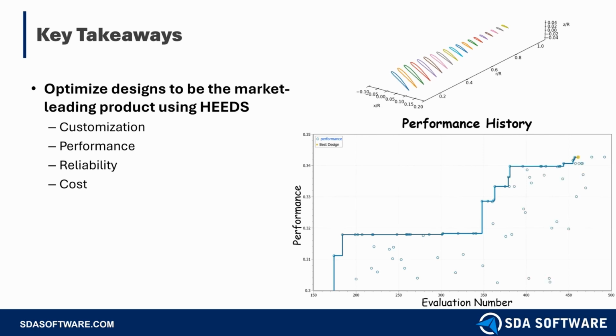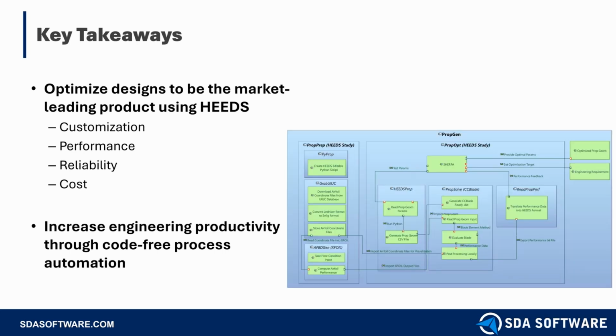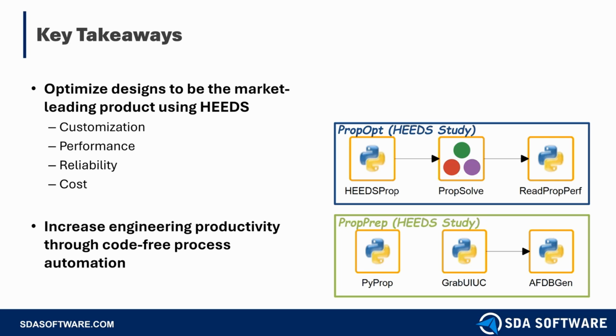And last, you can look at the cost because HEEDS is so flexible. You can even just connect it to an Excel spreadsheet to do your economic analysis and let HEEDS drive your Excel math. And last but not least, definitely increase your engineering productivity through code-free process automation. Save your engineers' software development time in these HEEDS studies so they can focus on something else instead of writing scripts or APIs or functions during their work time.